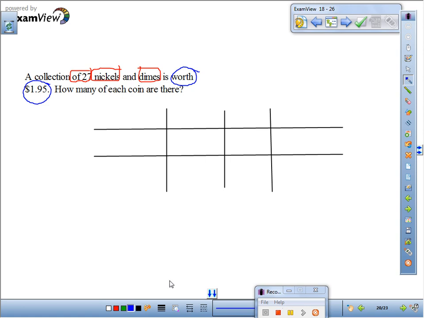Here we go. So let's get started. What kind of coins do we have? We have dimes and nickels. Let's start here with nickels. Nickels, dimes, total.